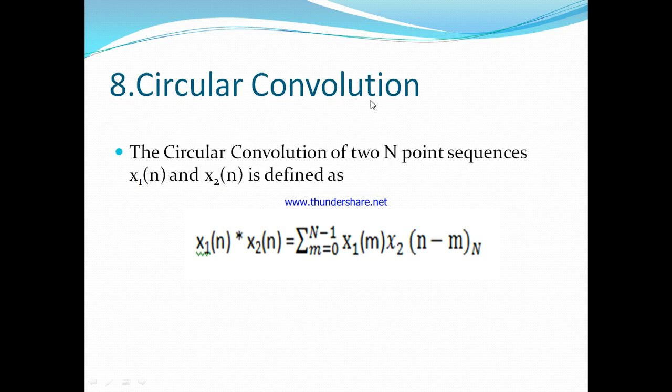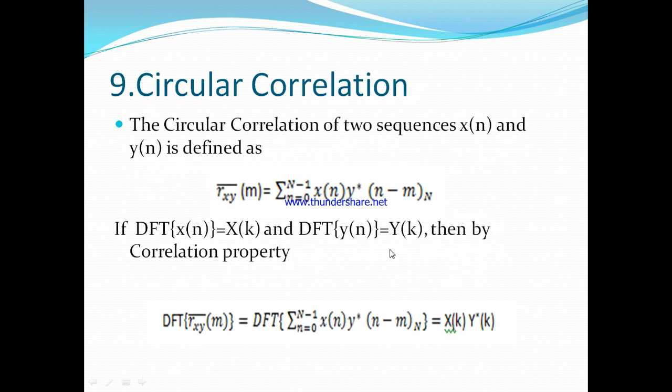Next one, circular convolution. This is the circular convolution of two N-point sequences x1 of n and x2 of n, defined by sigma m equal to 0 to N minus 1 x1 of m into x2 of n minus m. So this is the circular convolution. Next one, circular correlation. Here this is the circular correlation of two sequences x of n and y of n, r xy of m equal to sigma n equal to 0 to N minus 1 x of n y star of n minus m.